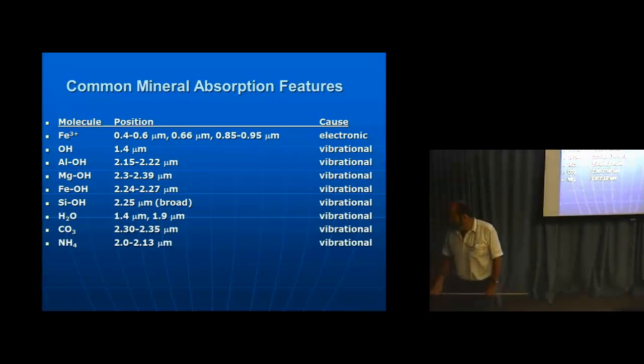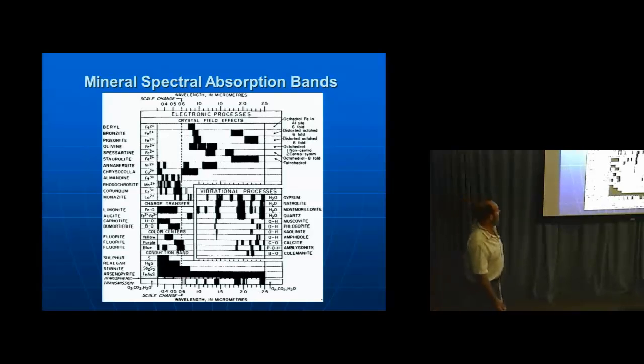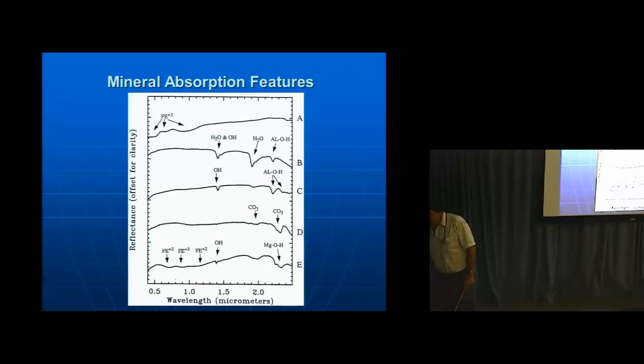So here's a list, a cheat sheet, so to speak, of where some of the various features occur, and you refer back to that. There's also a common chart that shows in the black areas where features occur for specific materials. You go back to that if you're asked about a mineral. And here's just an example of selected minerals, which I didn't even label. I can tell you what they are.